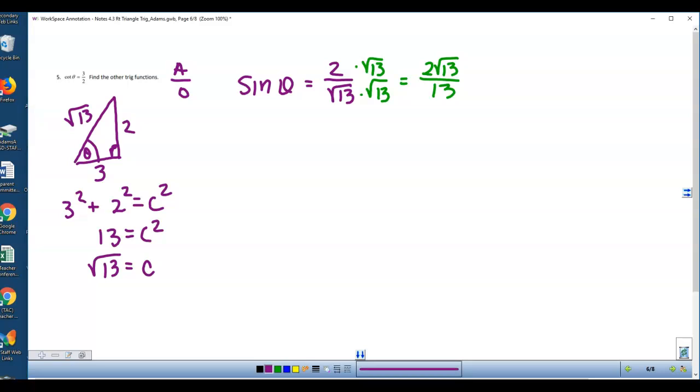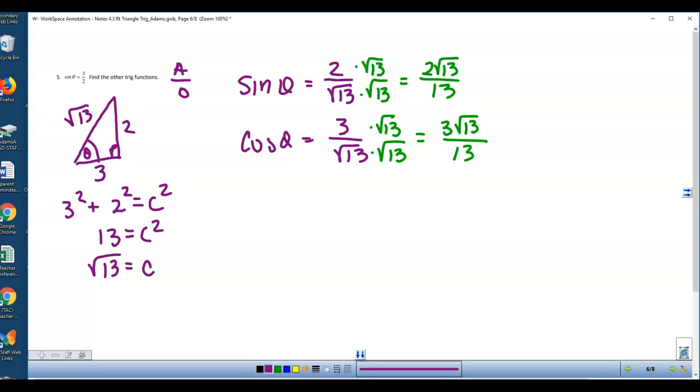Okay? Then I'm going to do cosine of theta. Remember that cosine is adjacent over hypotenuse. So adjacent is down here, hypotenuse is over here. So I get 3 over root 13. Again, we can't leave that root 13 in the bottom, so we multiply the bottom by root 13 and we multiply the top by root 13. So that gives us 3 root 13 over square root of 13 times square root of 13, and then taking the square root, which just gives me 13.